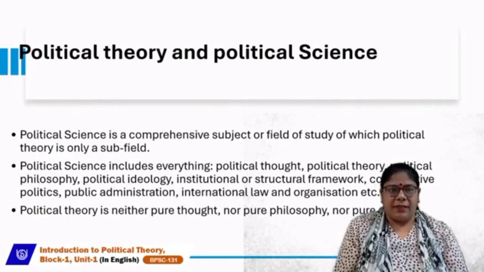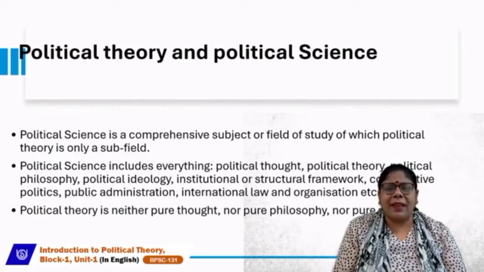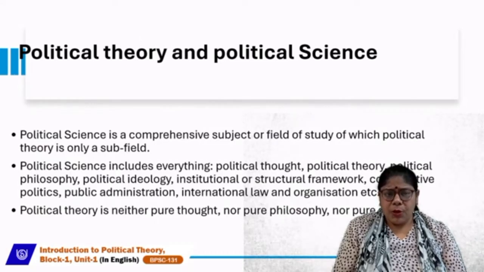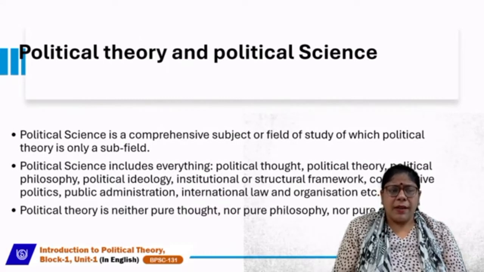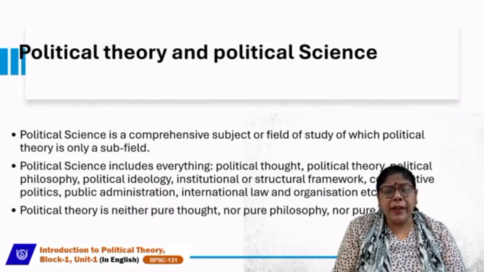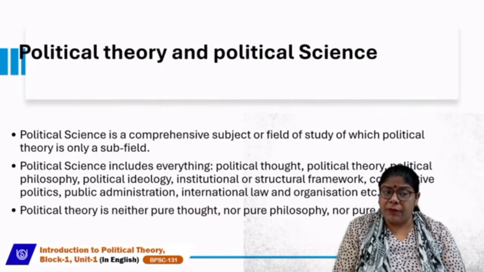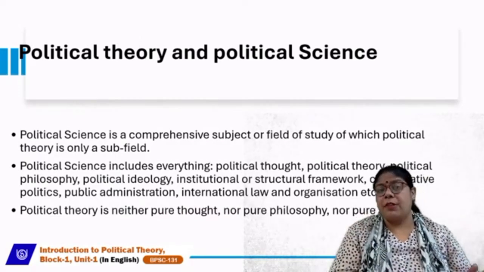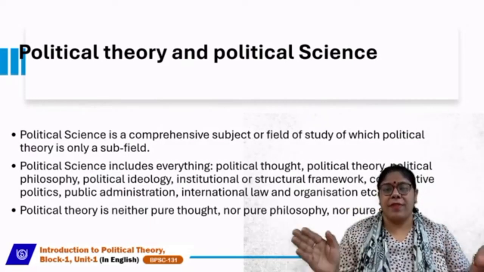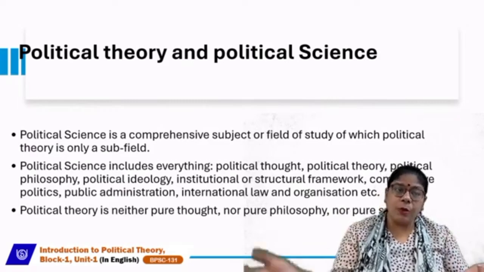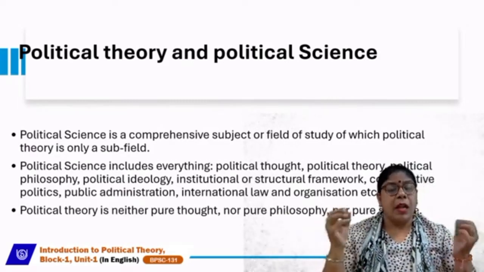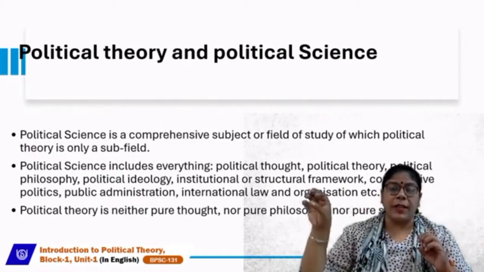So, political theory and political science. You all know political science. Some of you have studied political science in the humanities stream, and some who have not taken humanities in 11 and 12 have studied up to 10. What is political science? It is a comprehensive subject or field of study of which political theory is only a subfield. So political science includes political theory. Political science is a bigger field, and political theory is a subfield of political science.